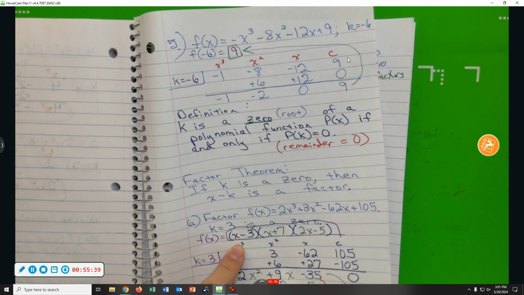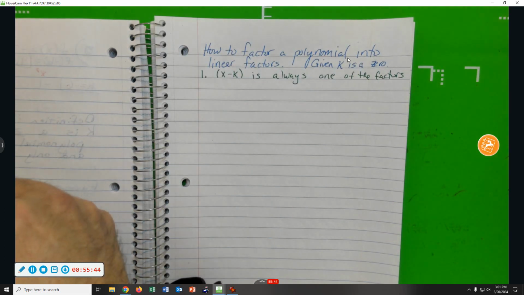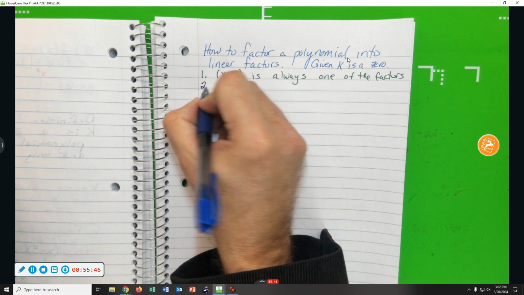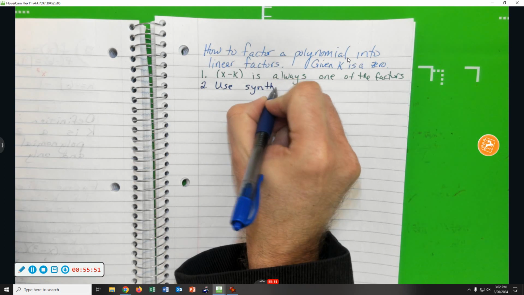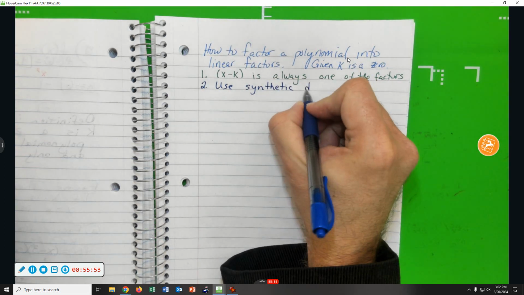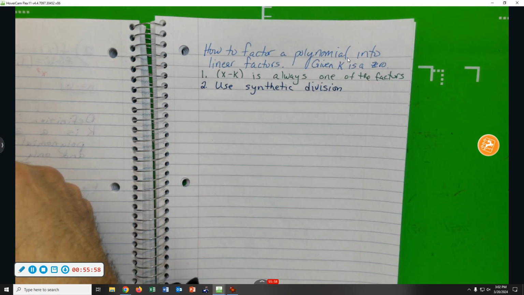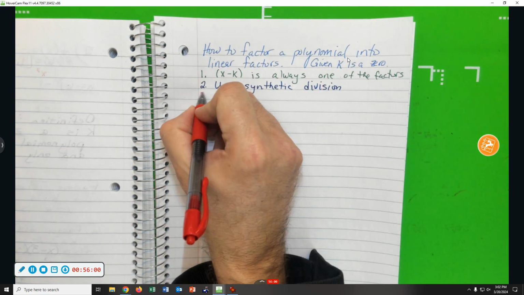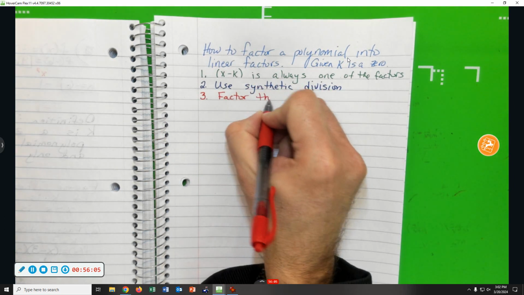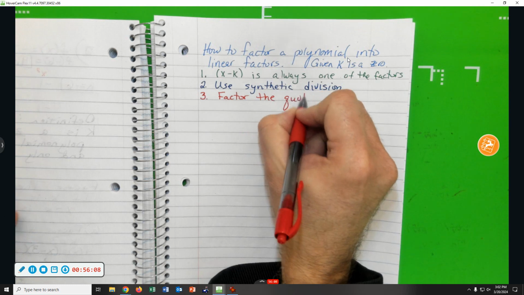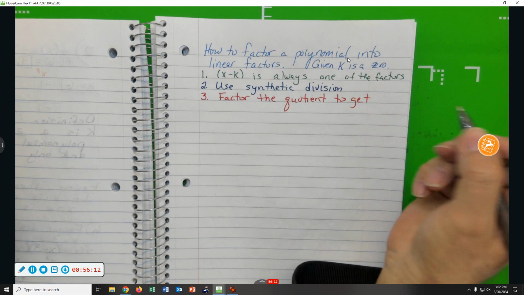X minus 3 was one of the factors. He wrote that first when he did it. Then, use synthetic division. Let's use synthetic division. Factor the quotient to get the other two sets of parentheses.